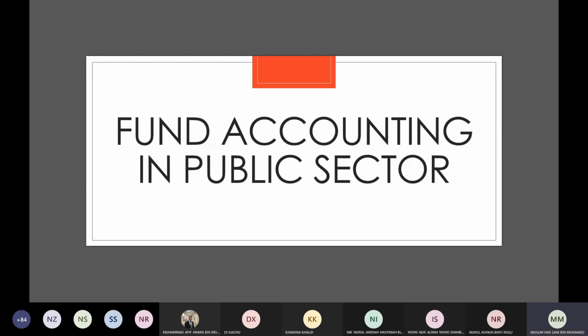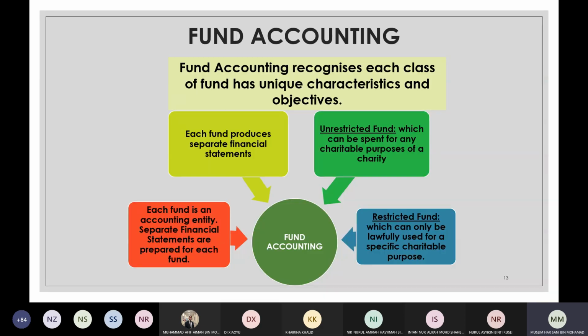Right, now we move on to fund accounting. Fund accounting in the public sector. As I mentioned, a fund itself can be an accounting entity. Fund accounting recognizes each class of fund as having unique characteristics and objectives. Looking at the box there, from the left: each fund is an accounting entity, and separate financial statements are prepared for each fund. Second, each fund produces separate financial statements.